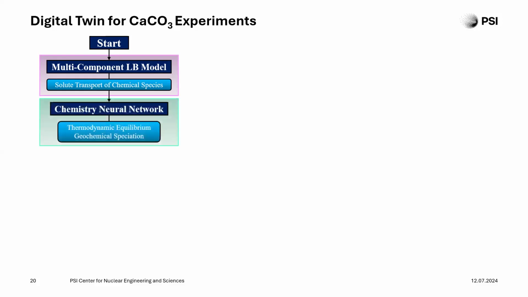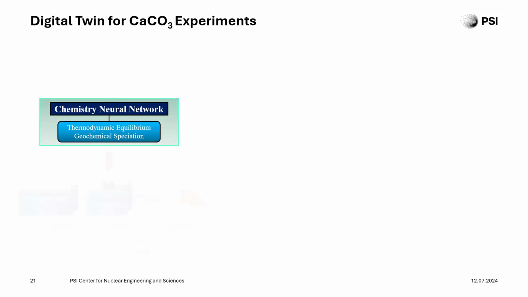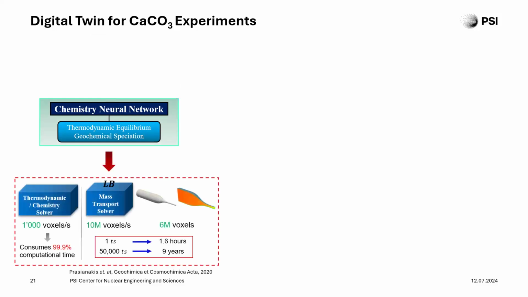We then can couple the chemistry neural network with the LB solvers to do the thermodynamic equilibrium and geochemical speciation. Here, the reason why we do not use the traditional chemistry solvers is because they can only update 1,000 cells per second.